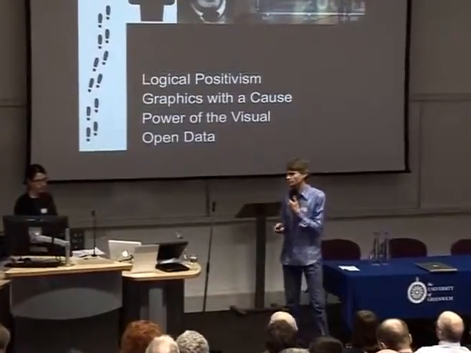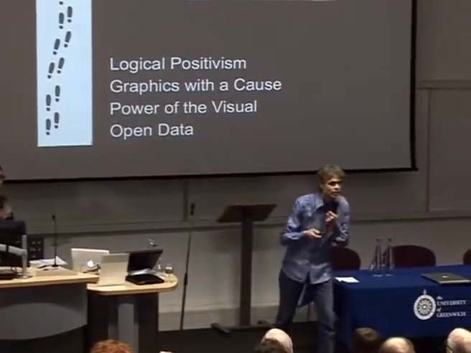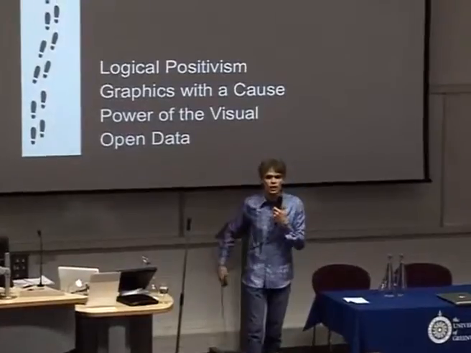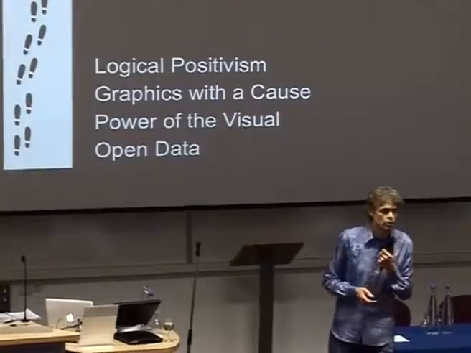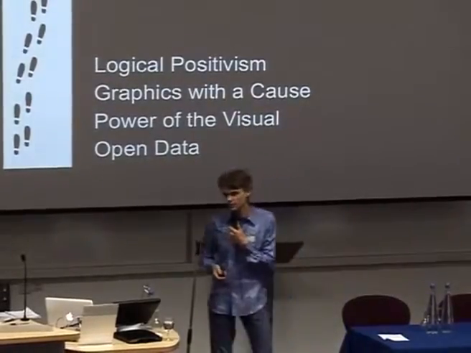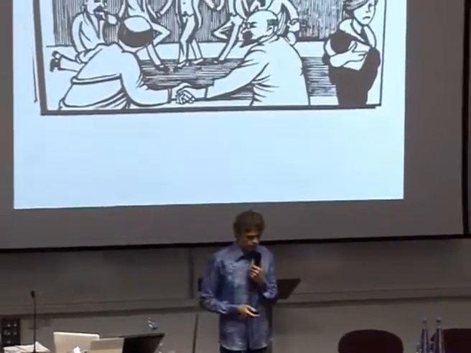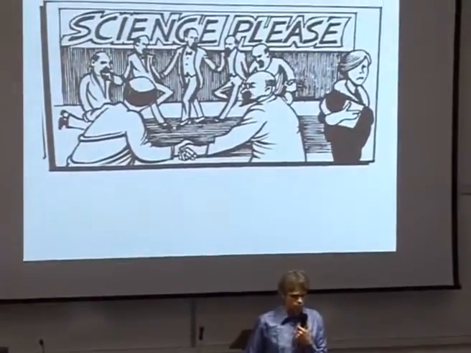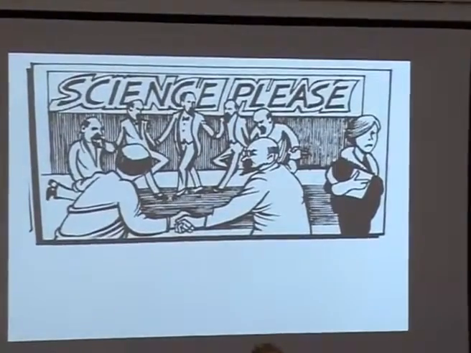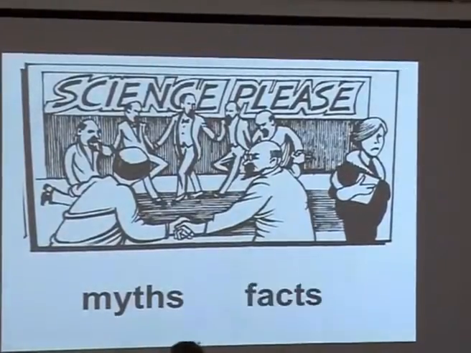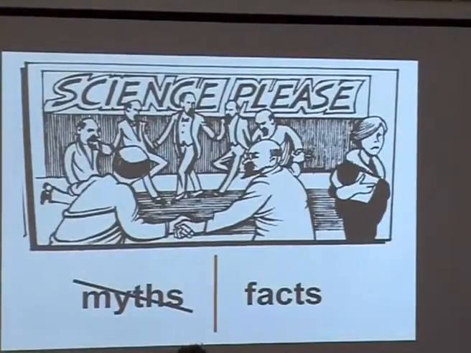Logical positivism. Anyone? Neurath, Vienna Circle. Neurath is one of the founders and key proponents of this philosophical school of logical positivism. The circle of Neurath and his fellow Vienna philosophers wanted science, please. They wanted to separate myths from facts and get rid of the myths in favor of the facts.